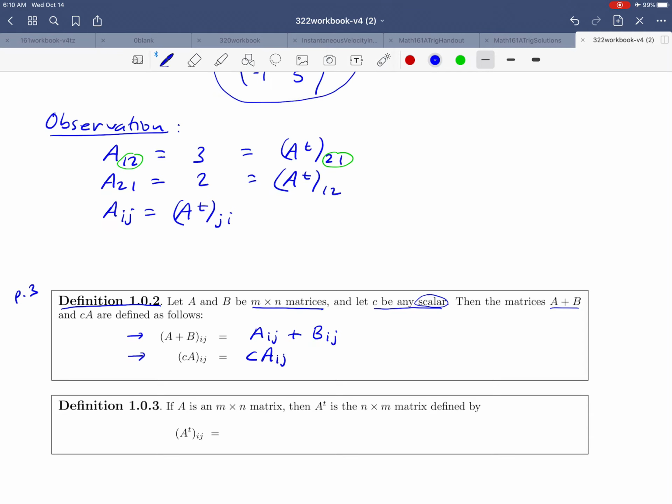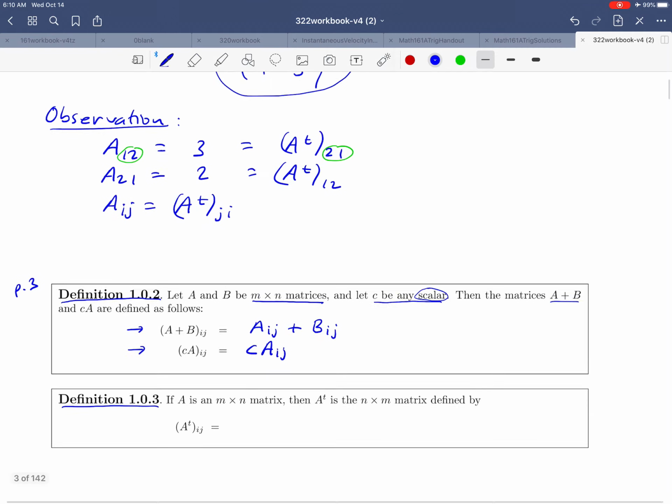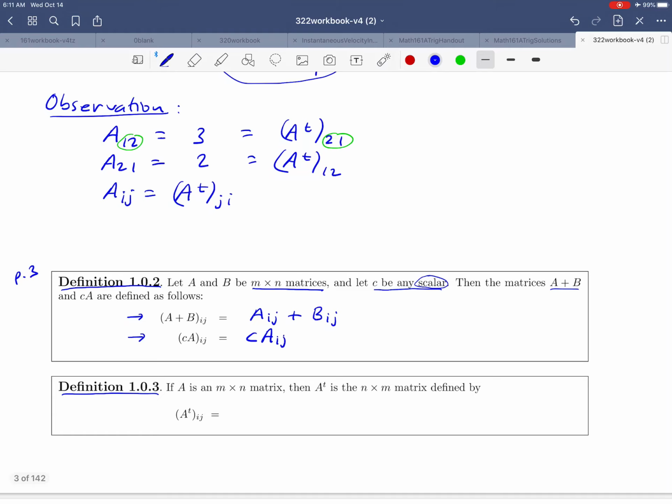Okay, and let's see, next definition, 1.0.3. Here we're going to define what we mean by the transpose of a matrix. So if we start with an m by n matrix A, then A transpose is going to be an n by m matrix, because we're reversing the rows and the columns. And in particular, the entry in the ith row and the jth column of A transpose is just going to be the entry in A that's in the jth row and the ith column. We noticed the same property above, when we were doing the previous video.